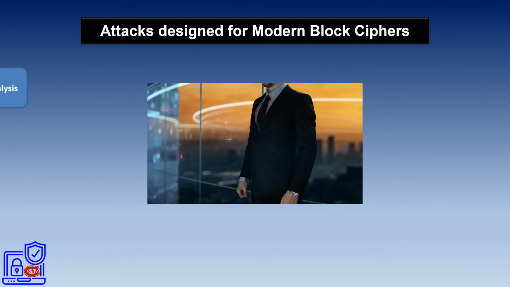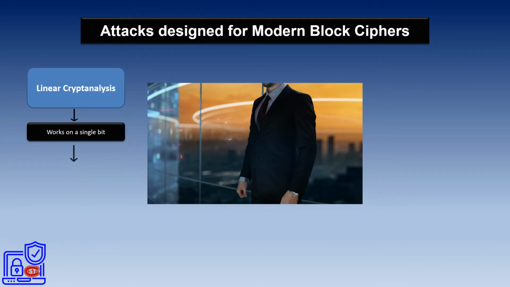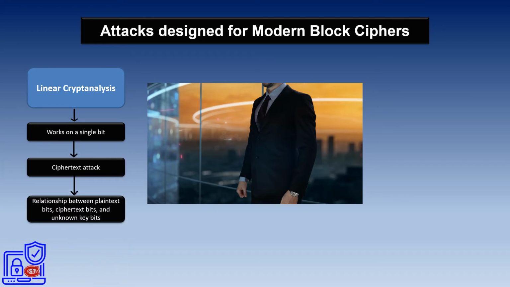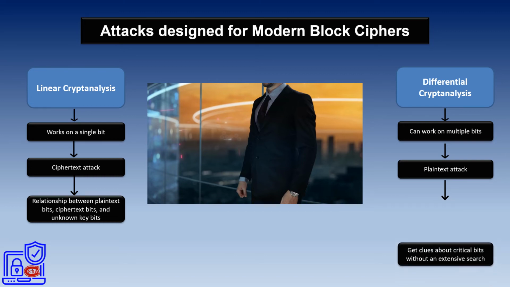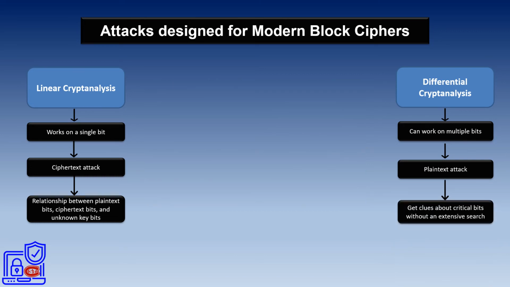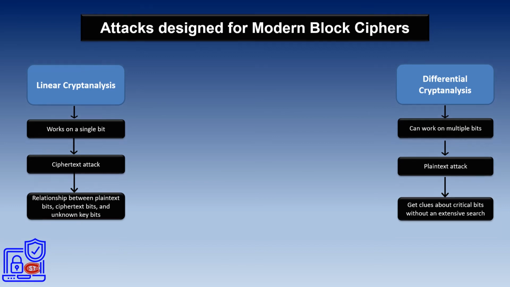Linear cryptanalysis always works on a single bit, 1 bit at a time. In linear cryptanalysis, the ciphertext attack is a very big disadvantage. We can easily figure out the linear relationship between some plain text bits, ciphertext bits, and unknown key bits. Differential cryptanalysis can work on multiple bits at a time. In this case, the plaintext attack is a very big disadvantage. We get clues about some critical bits, reducing the need for an extensive search.